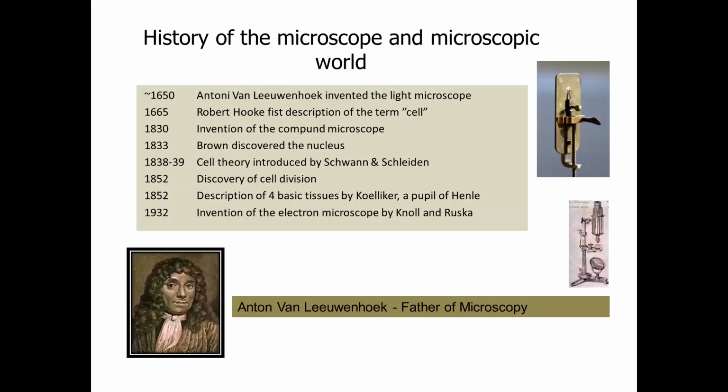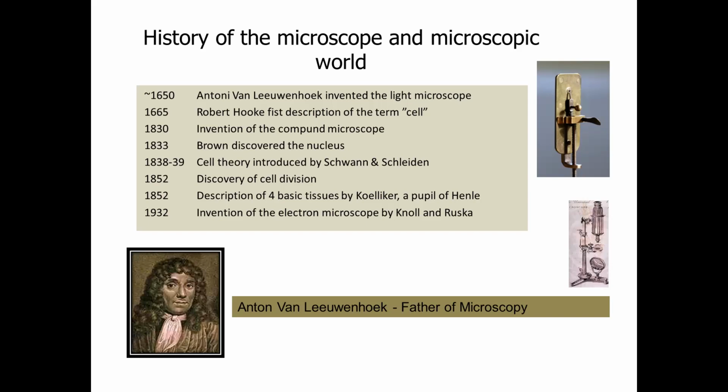Let us look at the history of microscopes and the microscopic world in brief. In 1650, Anton van Leeuwenhoek invented the first light microscope, and he is known as the father of microscopy. Several years later, Robert Hooke first described a cell. He looked at a piece of cork through a microscope and coined the term cell.